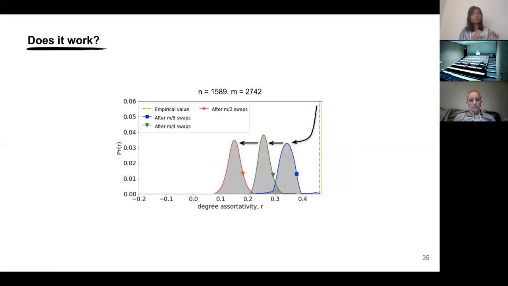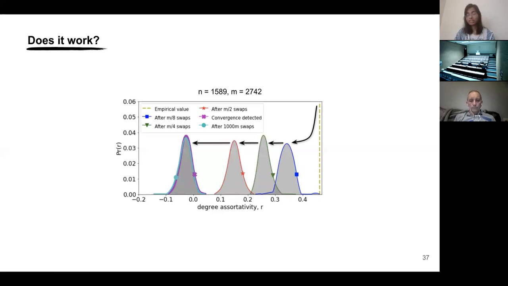So we see that the distribution is moving, and this progression of the distribution as more and more swaps are applied is indicative of the non-stationary nature of the Markov chain in this phase. And then after sufficient swaps have been applied, our method detects convergence. Note that applying further swaps does not change the distribution. Even after we have applied 1000 M swaps, the distribution didn't change. This indicates that our method correctly detected when the MCMC has converged on its stationary distribution.